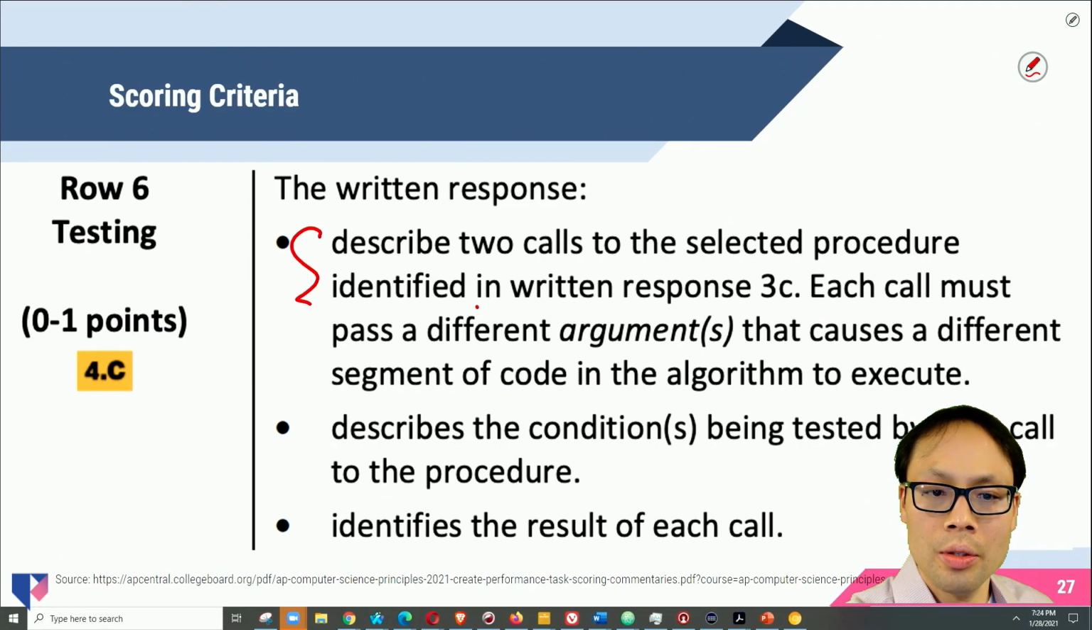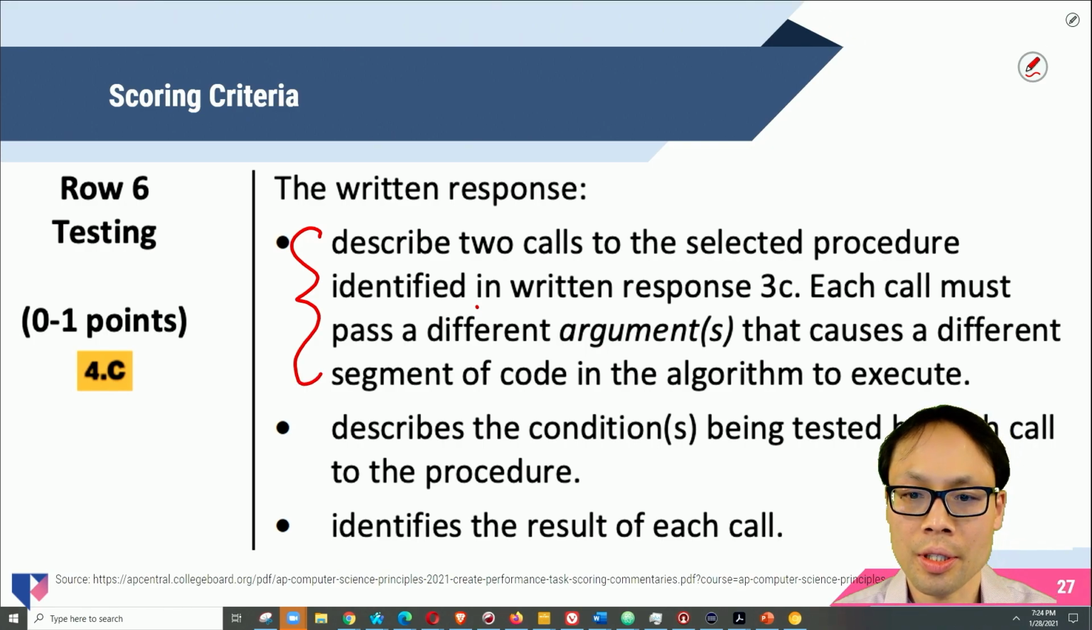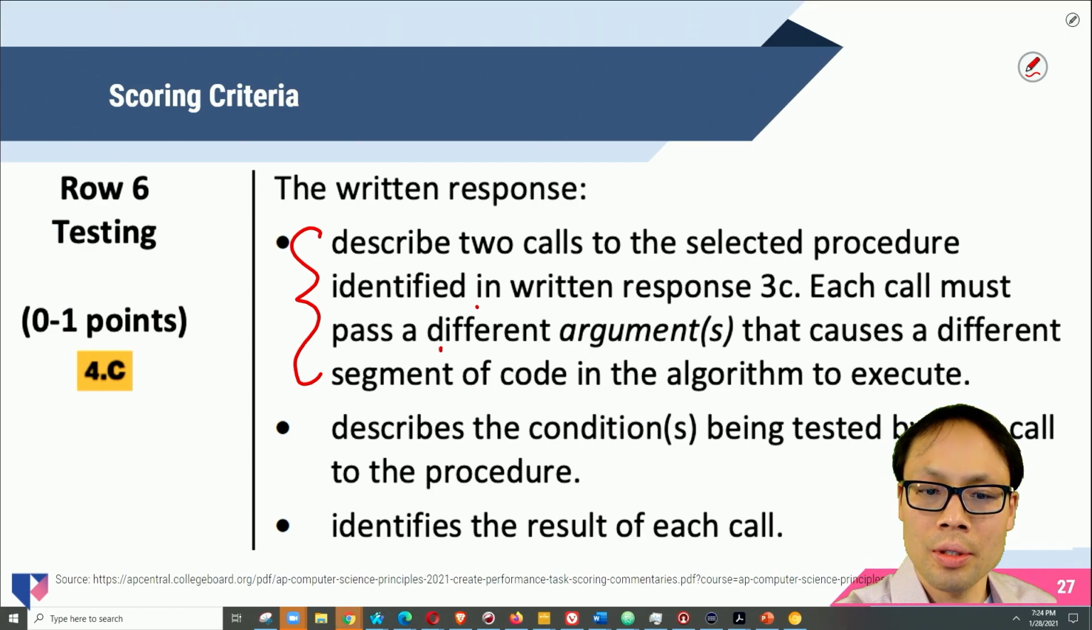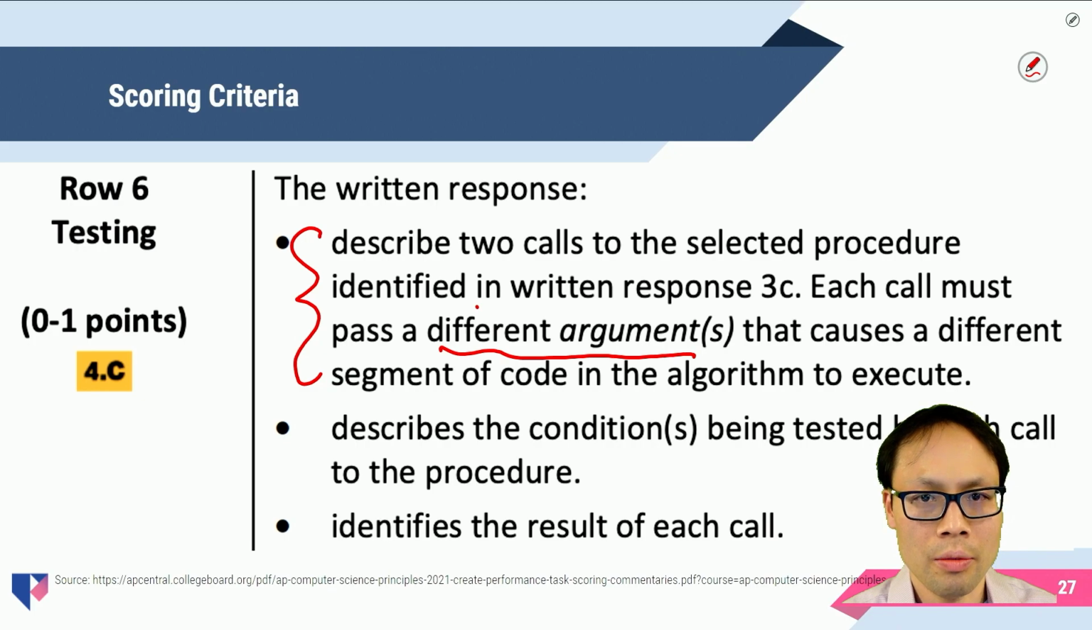All right, and finally, row 6 is testing. So they want the students to describe 2 calls to the selected procedure. They call it "see what happens." Each call must pass a different argument, which is also really important here.